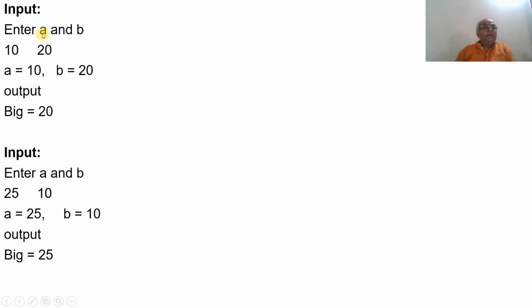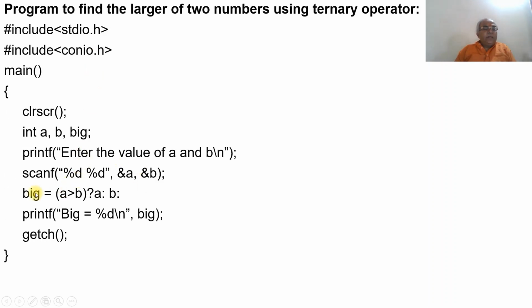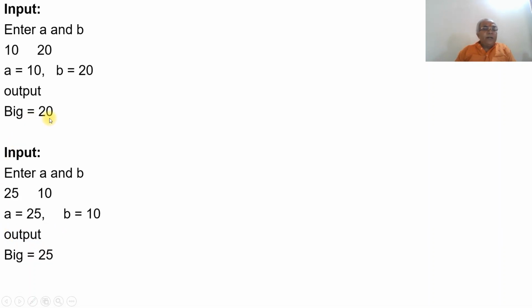If you enter the value of a and b, a is assigned the value of 10 and b is assigned the value of 20. So a is equal to 10 and b is equal to 20. When it comes to big is equal to a is greater than b, a is 10 and b is 20. Is 10 greater than 20? No, so it is false. Therefore, the value of b is assigned to big, so big will be equal to 20. So the first output will be big is equal to 20.